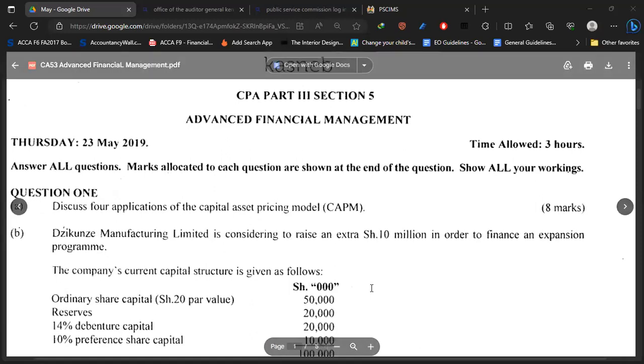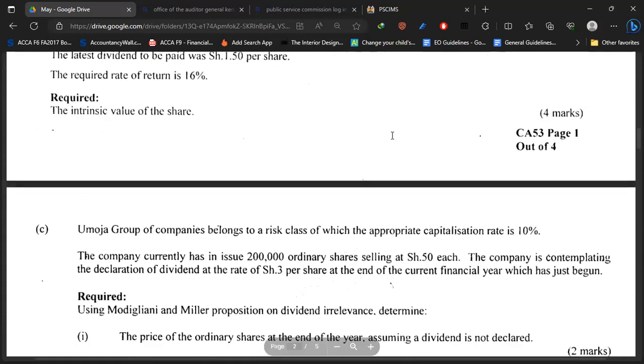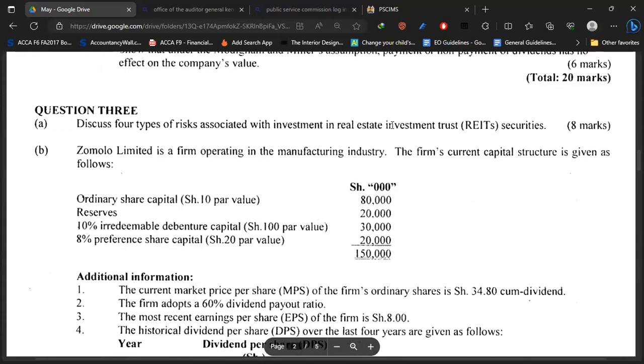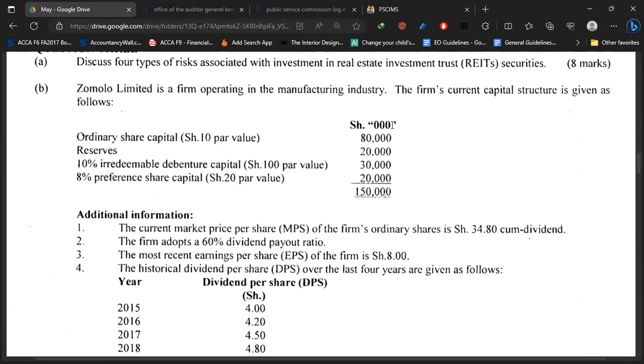Who is reading for us? Someone? Just volunteer yourself and talk to us. Question 1B, Zomolo Limited, kindly. I remember in number one, we have been told to discuss four types of risk associated with investments in real estate investment trusts. I remember I gave you that handout. I don't know whether you are able to do it.